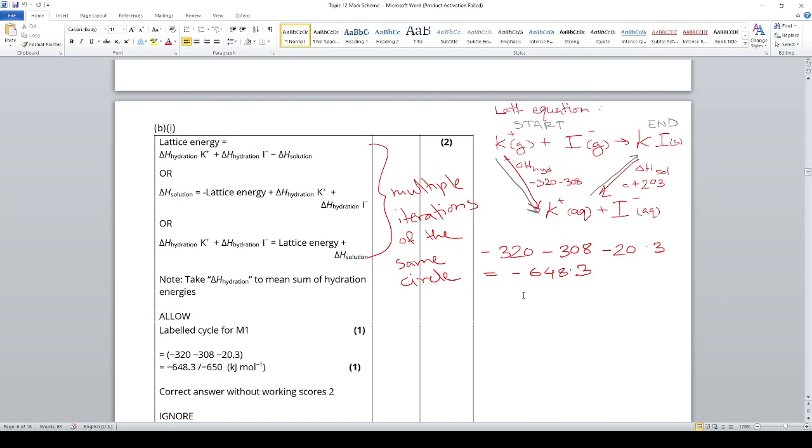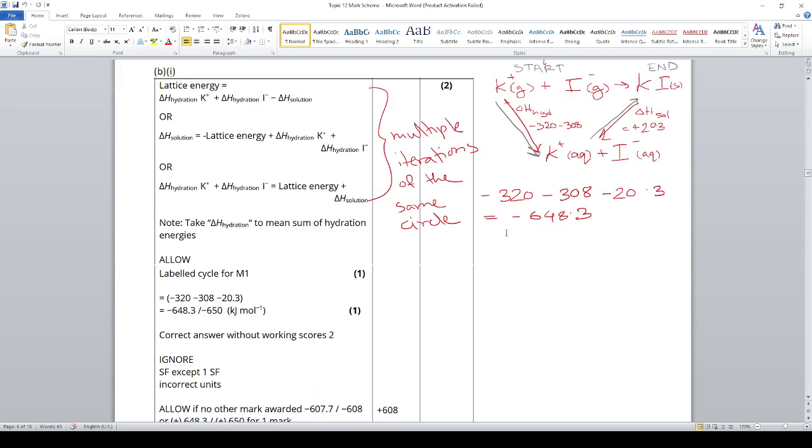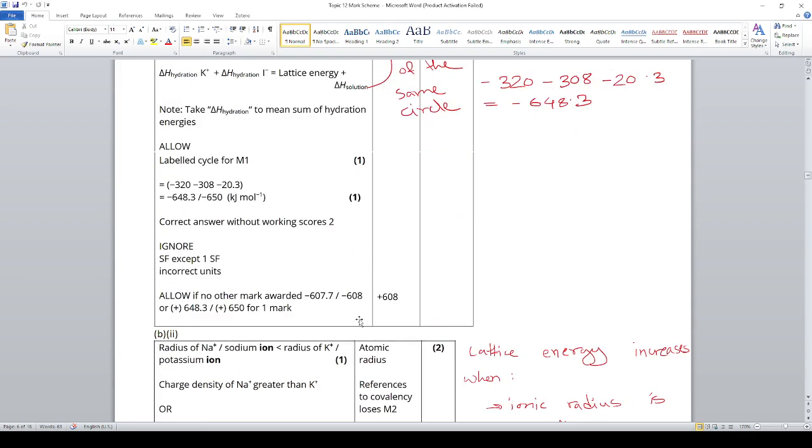Here I have a Hess cycle, so if you want, you can copy this down for your own reference as well. So I'm not going to dwell on this. This is like usual Hess cycle stuff. You can come back and take a look in the mark scheme.